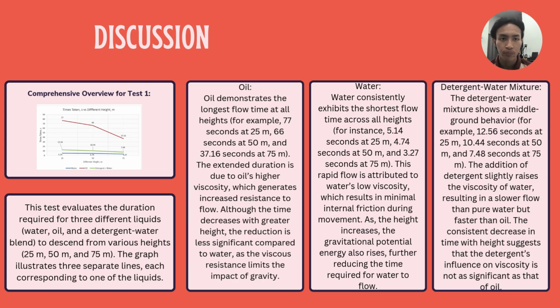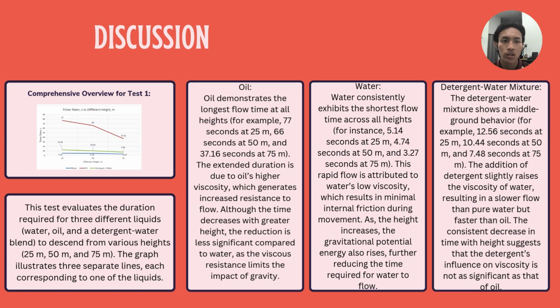First one is oil. Oil demonstrates the longest flow time at all heights, for example 77 seconds at 25, 66 seconds at 50, and 37.16 at 75. The extended duration is due to oil's higher viscosity, which generates increased resistance to flow. Although the time decreases with greater height, the reduction is less significant compared to water, as the viscous resistance limits the impact of gravity.